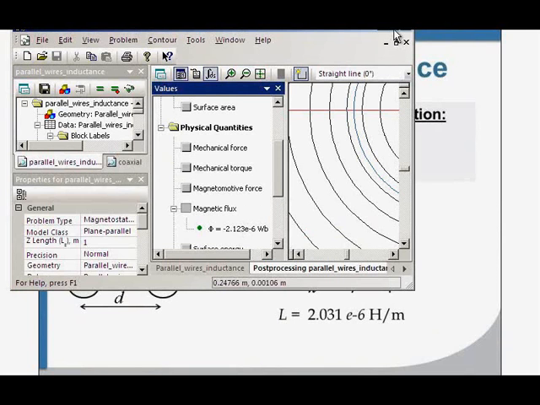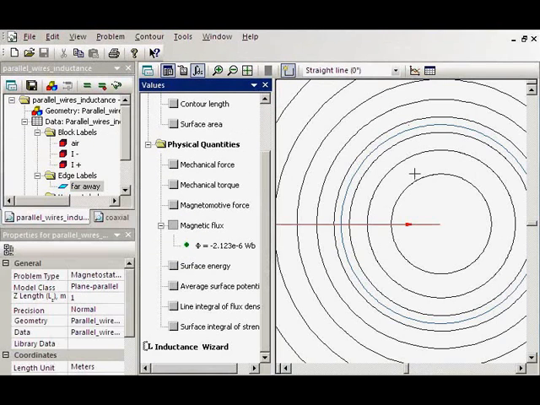Let's take a look at the conductor. Please take a look at the field lines in conductor. Only center part of the conductor, only center current, is linked with the full flux. It is linked with internal flux and external flux. The current that flows on the surface of the conductor is not linked with internal flux. It is linked with external flux only.